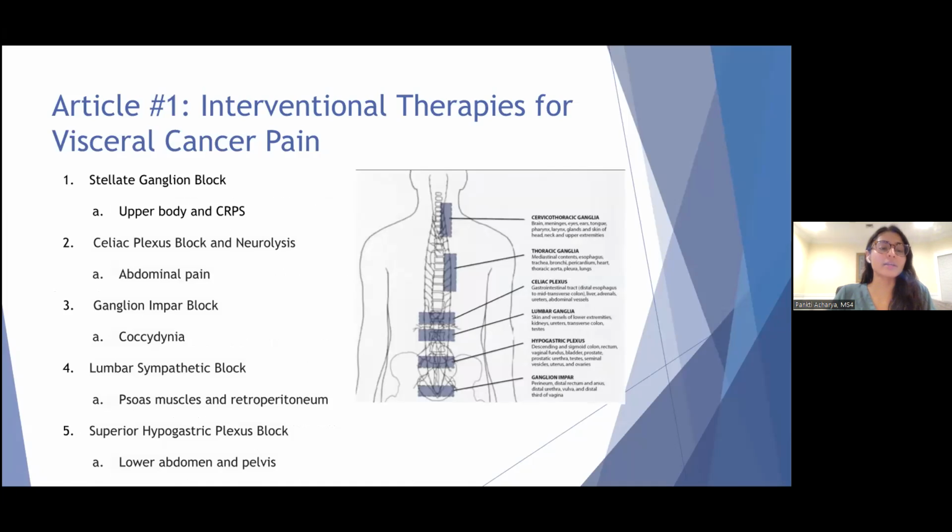The first being a stellate ganglion block. As you can see in the picture here, this usually targets the upper body, and it's used for CRPS as well. There's also the celiac plexus block and neurolysis. This is usually used for abdominal pain. There's also the ganglion impar block, which is usually used for coccydynia, and the lumbar sympathetic block, which usually targets the psoas muscles and retroperitoneum. And then there's also the superior hypogastric plexus block, which is usually used for the lower abdomen and pelvic area.